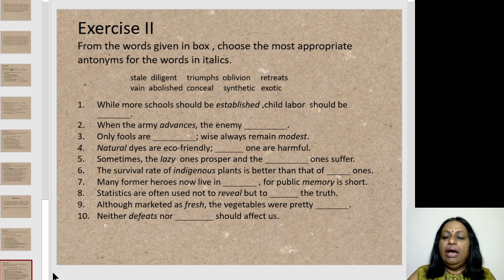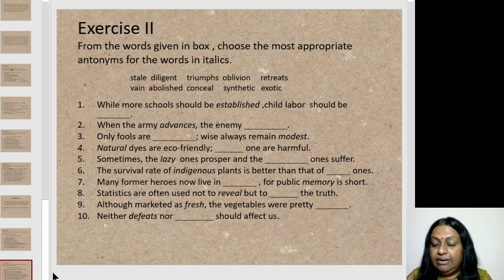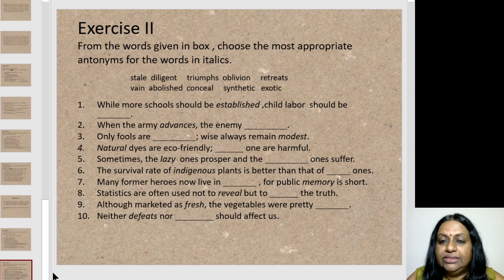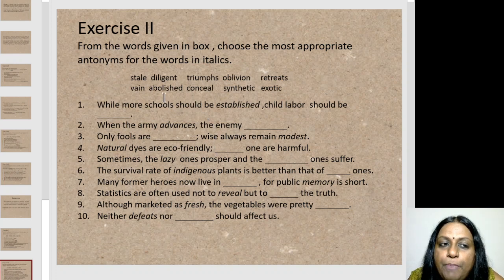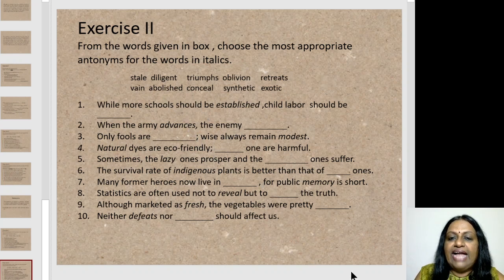Let's do it together. The first sentence: while most schools should be established, child labor should be dash. So now the word in italics is established, and we have to fill in the blank with an appropriate opposite or antonym. So let's look at the list and pick the opposite of established. While more schools should be established, child labor should be abolished. That's the opposite of established.